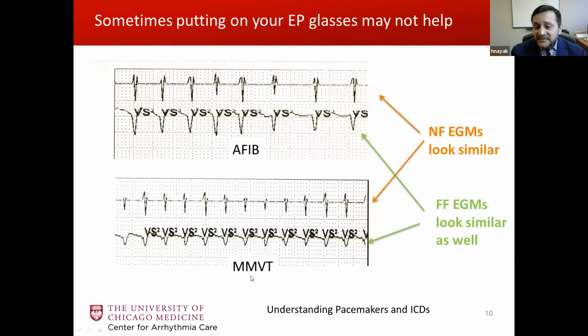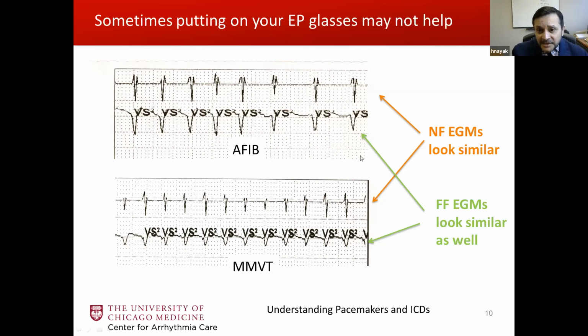Here's this monomorphic VT, and we clearly knew it was monomorphic VT because we saw it on the telemetry strip. This doesn't necessarily help us. This just looks just like this. You can make a case, maybe this is shorter, maybe this is more of a Q wave here, there's no R wave, but look, there's an R wave here.